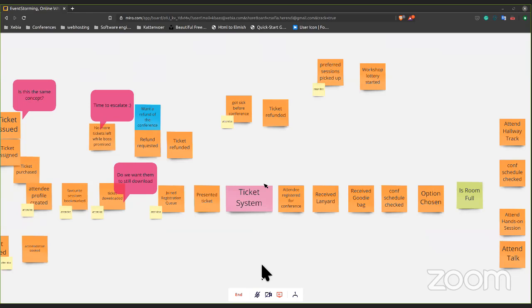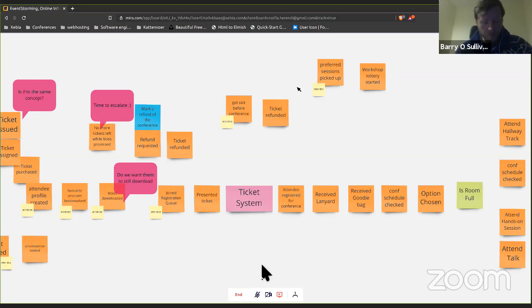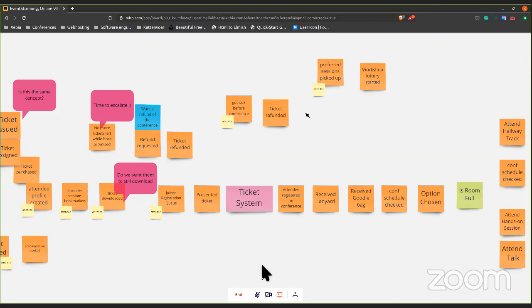Okay, then that's definitely a completely different flow. Yep. And a very important one, for conferences that have hands-on sessions with limited space. And a frustrating one, I would imagine, yes. Okay, so we have that.